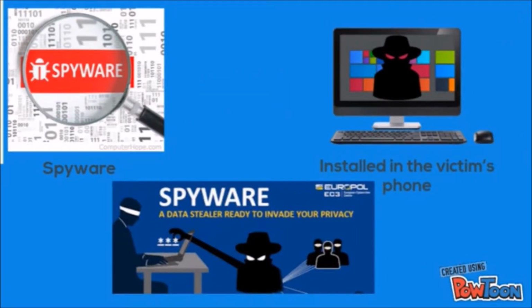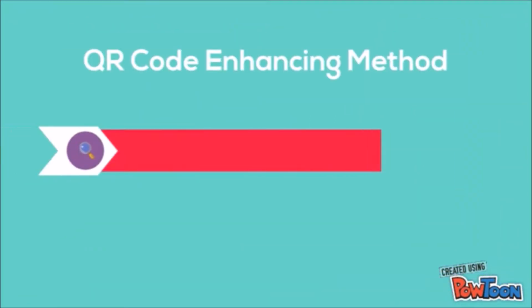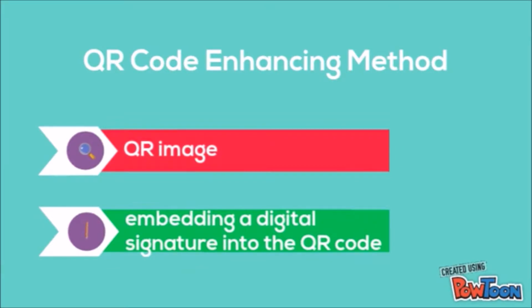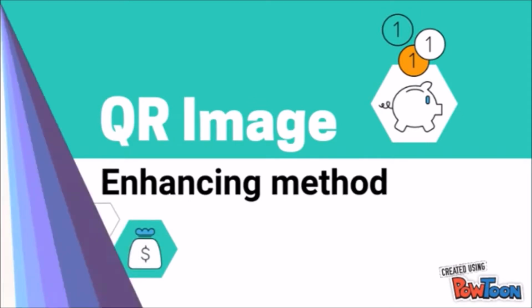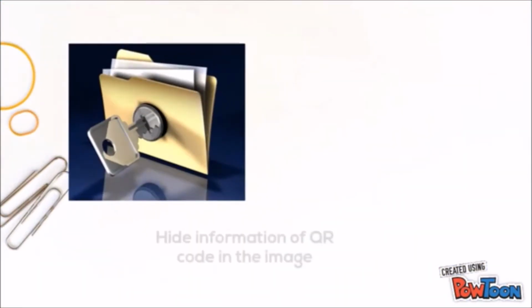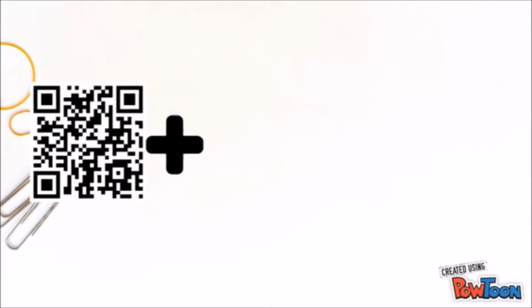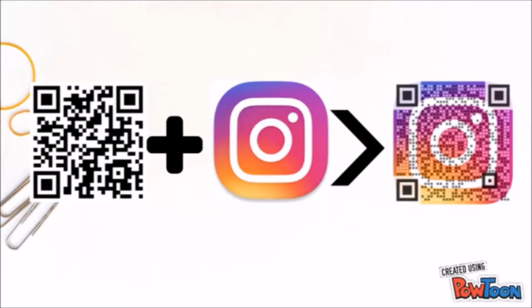In this research, 2 existing solutions that are proposed to enhance QR code security will be studied and analyzed, which are the QR image and embedding a digital signature into the QR code. The first solution would be embedding the QR code into an image. This method is used to hide the information of the QR code in color images, which means combining the color image and the QR code, so any color image can be embedded into the QR code.